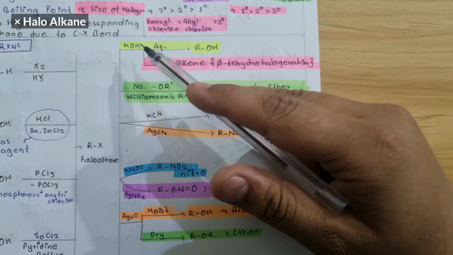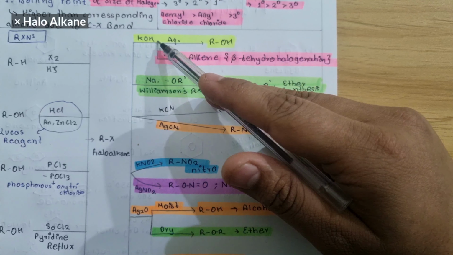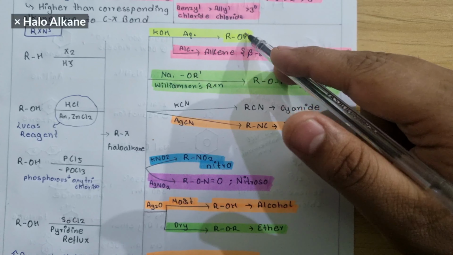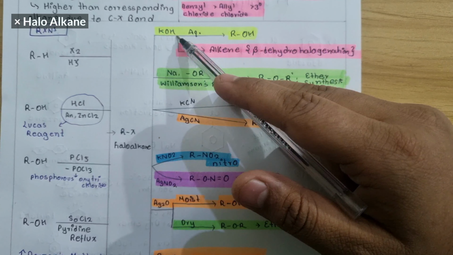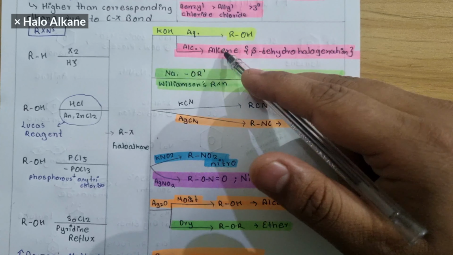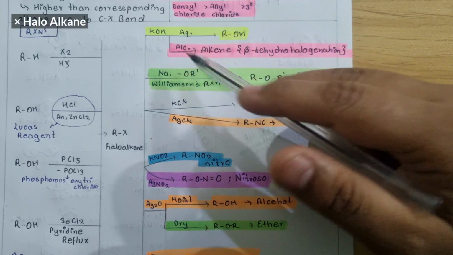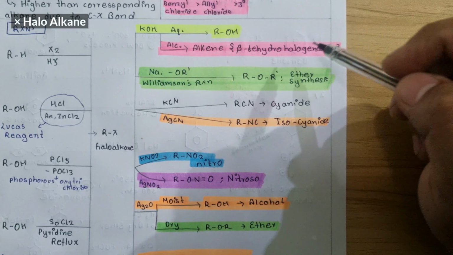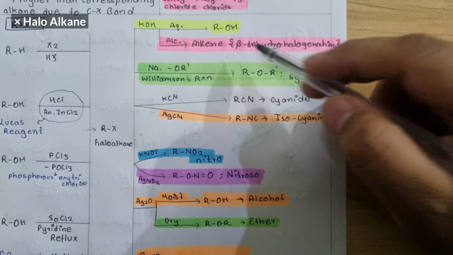Haloalkane when reacting with potassium hydroxide, if the potassium hydroxide is in aqueous medium, forms alcohol. When the potassium hydroxide is alcoholic, it produces the respective alkene. This reaction is commonly known as beta dehydrohalogenation reaction, as the halogen gets removed from the beta position.